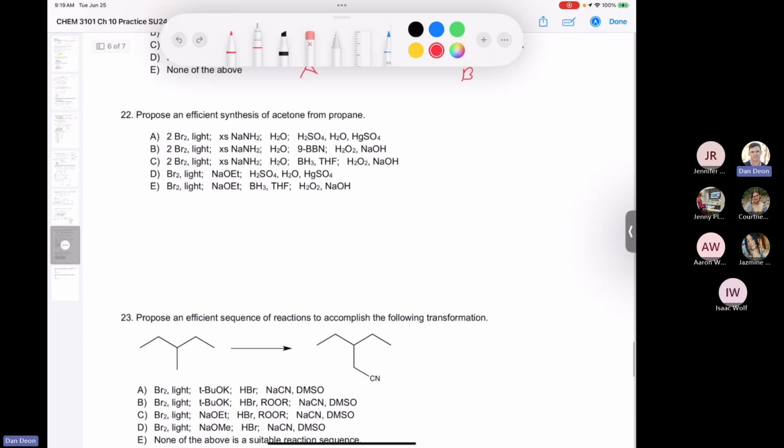Okay, you want to make acetone from propane. So if you're not sure what acetone is, it's nail polish remover. And acetone is this compound here. So how do we make acetone from propane?